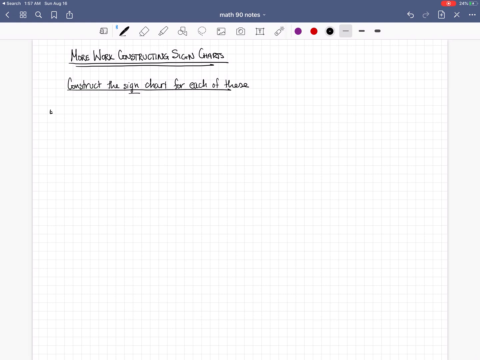All right, so for our first example, we're going to look at x cubed plus 5x squared minus 4x minus 20. Okay, and then for our next example, so let's draw a nice neat line down the middle here. For our next example, we're going to look at x plus 5 quantity squared times x minus 7.